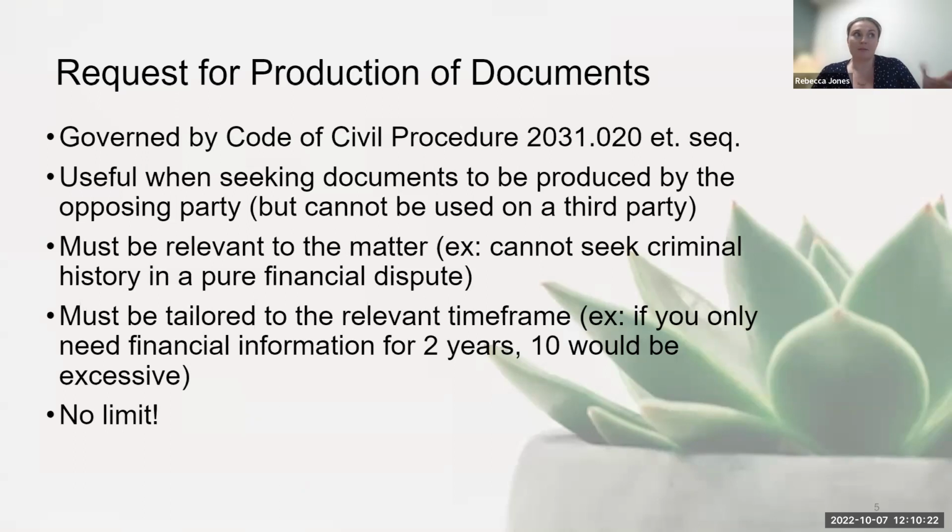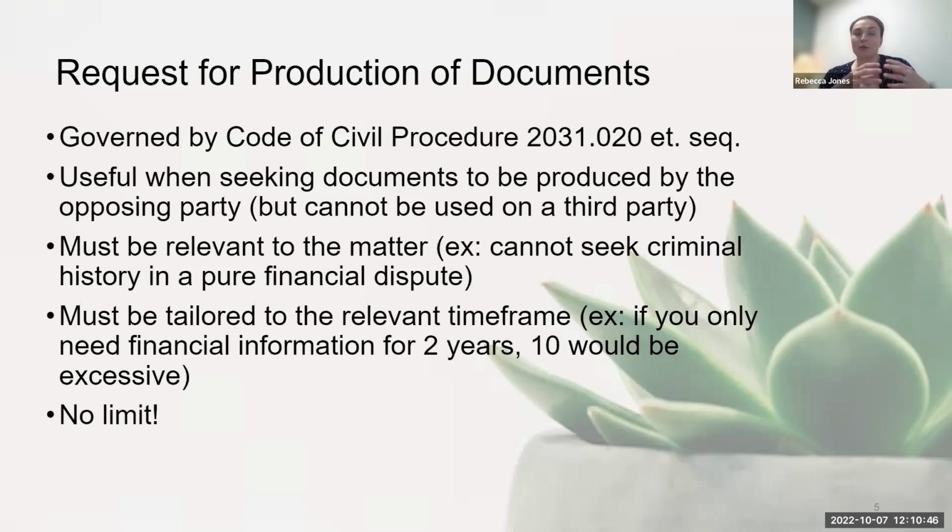It must be relevant to the matter. For example, you can't seek a criminal history in a pure financial dispute. You need to make sure, again, it's all tangentially related. If you have a family law matter that has to do with custody, maybe you can go into the criminal, but you probably can't go into something asking for extensive financial records if it's purely a custodial matter.